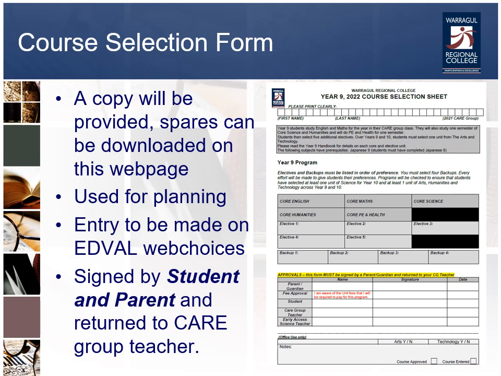When you put your subjects into Edval, it's done in preferential order. So on this form, you'll see that there are 5 electives. They would be your top 5 preferences, followed by 4 backup subjects. It's really important that this form is returned to your care group teacher and it's been signed by both the student and parent by the end of this process on the 10th of September.